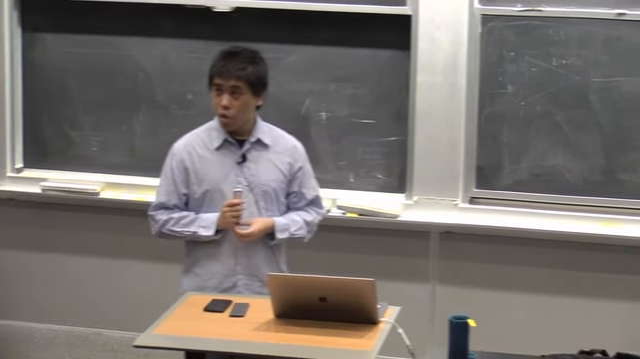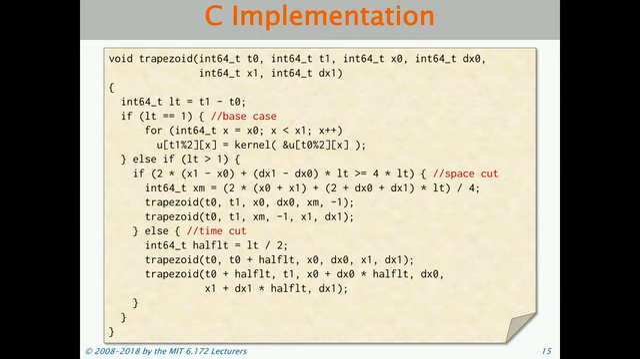OK, so let's now look at the code that implements this recursive divide and conquer algorithm. So here's the C code. It takes as input T0 and T1. These are the coordinates of the bottom and top of the trapezoid. Then x0 is the left side of the base of the trapezoid, dx0 is the inverse slope, and x1 is the right side of the bottom base of the trapezoid, and dx1 is the inverse slope on the right side.